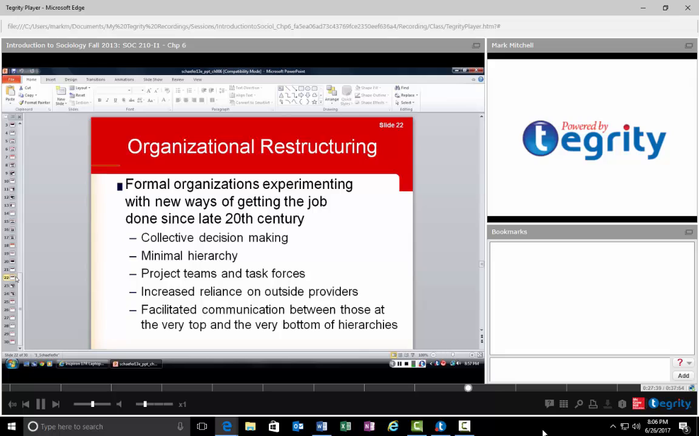So we do see, for example, teamwork or collective decision-making. Now our book mentions the late 20th century, so in the 1990s that was really popular, especially in Japan, and tried to make its way over to the United States. Minimal hierarchy, maybe taking some of those levels out of our pyramid. Project teams and task forces, as well as collective decision-making, is to prevent the alienation, the dehumanization, and making work more satisfying to people, and that their input matters.